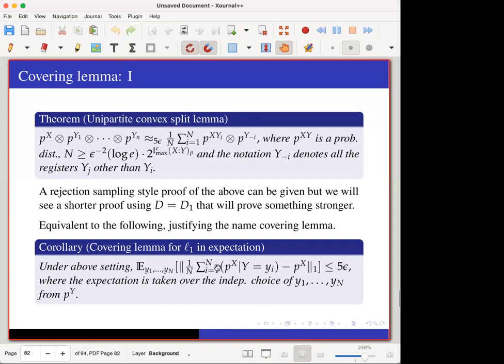Now take the average of these conditional probability distributions over this set of size n. So this is what I will call the sample average. I claim this is close to the marginal, or you may say the true average. So the sample average is close to the marginal in L1, 5 epsilon. And I claim that these two statements are absolutely equivalent, and this form is closer to our intuition for covering. More about it in the next slide.